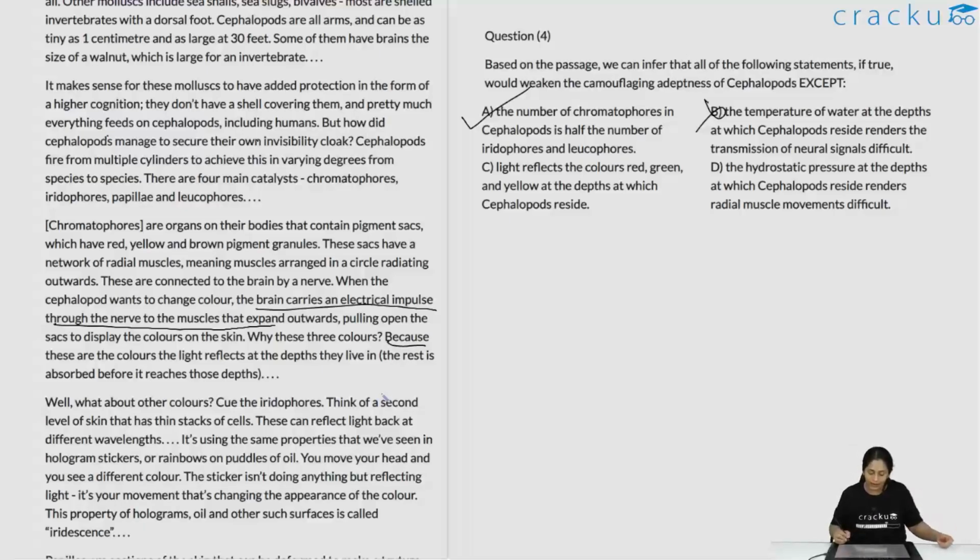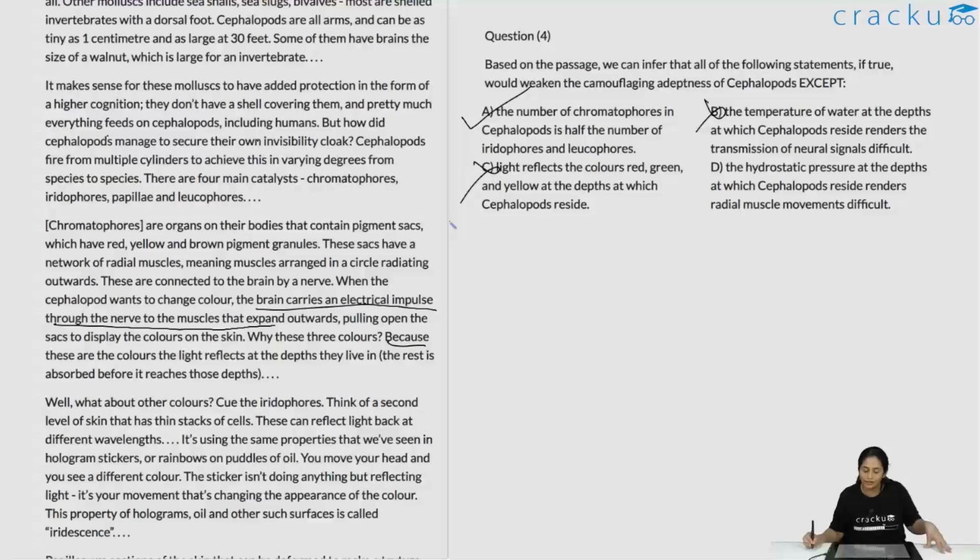So if green color is actually seen at the depths at which cephalopods live, and they don't have that sac of color, then they are going to be very visible because green will be striking against them. They cannot blend into their background as such. So if green color is visible, these guys will not be able to blend into it. So it will definitely hamper their camouflaging ability. So C can also be eliminated.